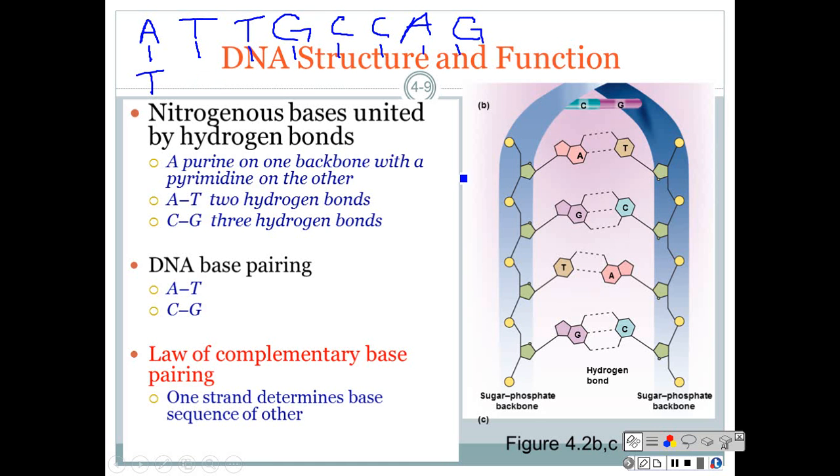Thymine. Let's change colors. This will be our thymine. This will be adenine, cytosine, guanine, thymine, and our cytosine. So that is the rule when it comes to the law of complementary base pairing. You're able to determine what the second strand will be if you have the proper coding for the first strand.